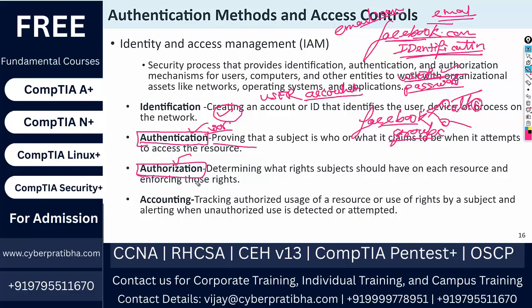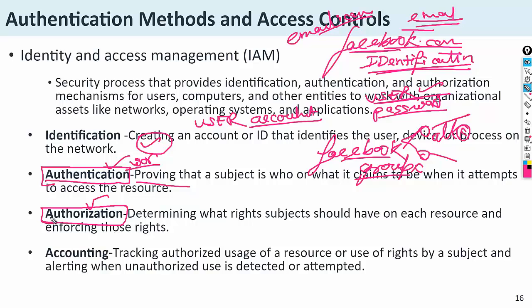You are not authorized to access everything. And one more thing which is very important is called accounting. Accounting means tracking what resources the user is accessing and what resources they are trying to access. If you try any unauthorized access and you are detected, an alert will be generated. The alert will be generated, and a log will also be generated and saved.